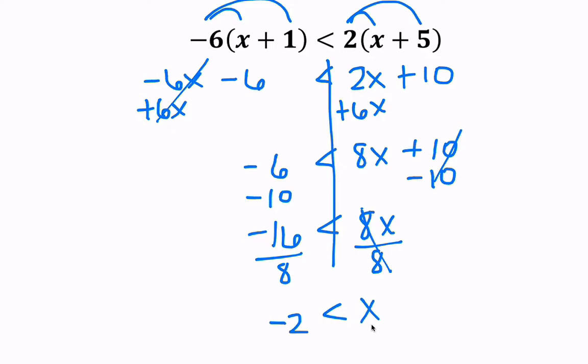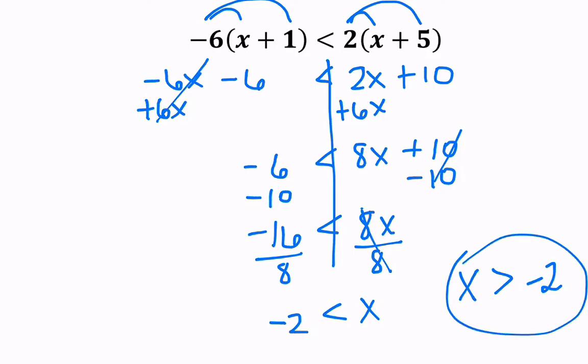The only thing is it's written improperly. So remember, I want the x on the other side, so we need to flip-flop. So I want an x on this side, I want the negative 2 on this side. And remember, if you're going to flip-flop what's on either side of the inequality, you also have to flip-flop your sign. So that is our answer.